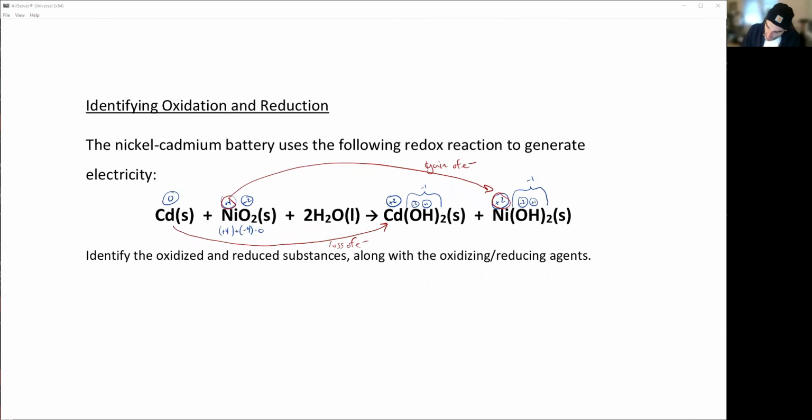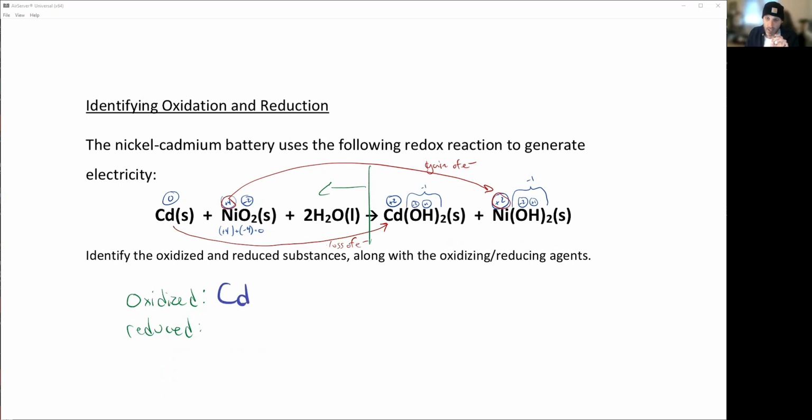So what we need to be able to do is identify what is oxidized and what is reduced. Let's start there. Again, for oxidation and reduction we are only looking at things on this side. We're only looking at reactants, the things that start the reaction, okay? So what is oxidized is cadmium, because it goes from 0 to +2. So cadmium, and that's it.